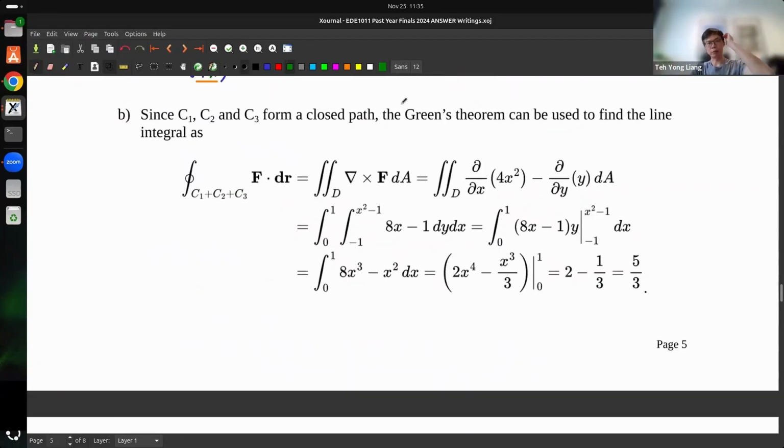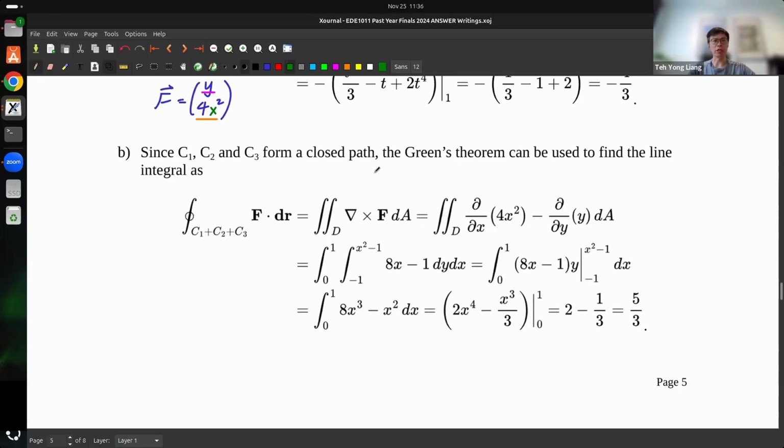So therefore, this is what I mentioned here. Since C1, C2, and C3 form a closed path, Green's theorem can be used to find the line integral. So you find the closed path first, C1 plus C2 plus C3, using Green's theorem. Green's theorem basically just takes the curl dot K. So actually this part is here, so you don't need to write this; you can straight away write this. This part is actually giving you del F2 del X minus del F1 del Y.